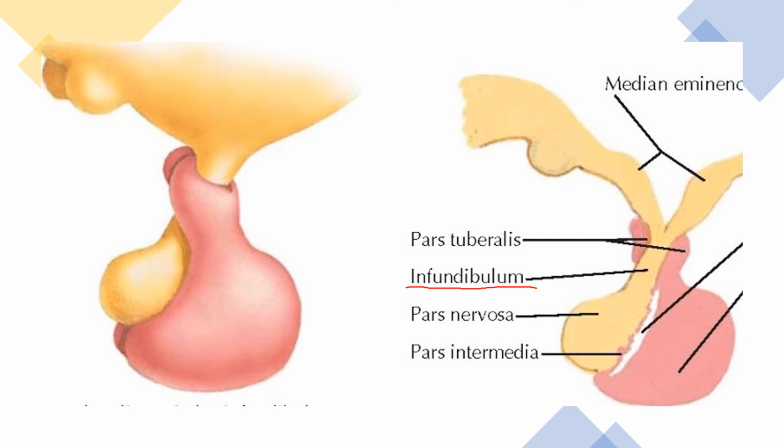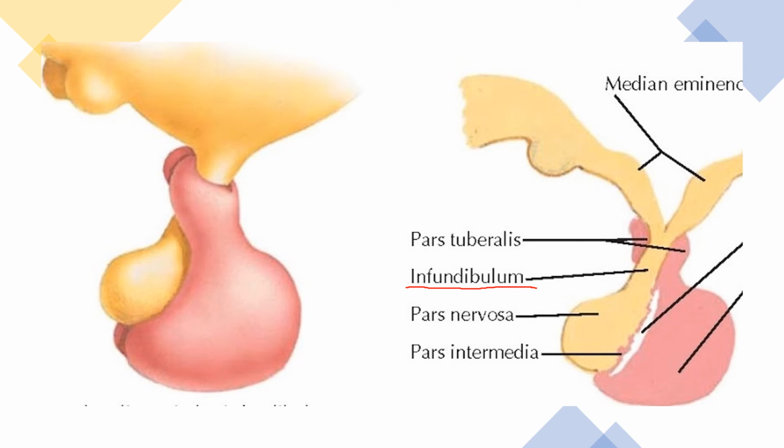Even though the posterior lobe of the pituitary gland is of neuroectodermal origin, it doesn't contain nerve cells. It contains only neuroglial cells. So we should keep that in mind when we read about the development of the pituitary gland.